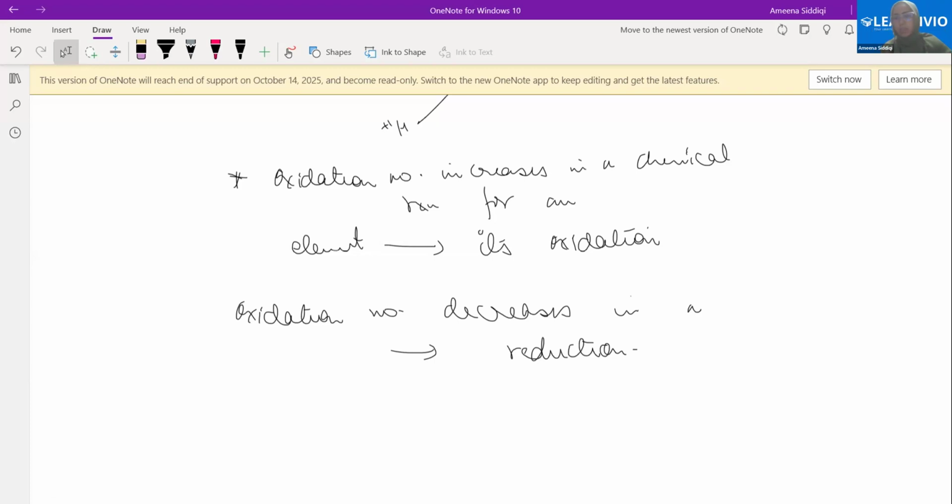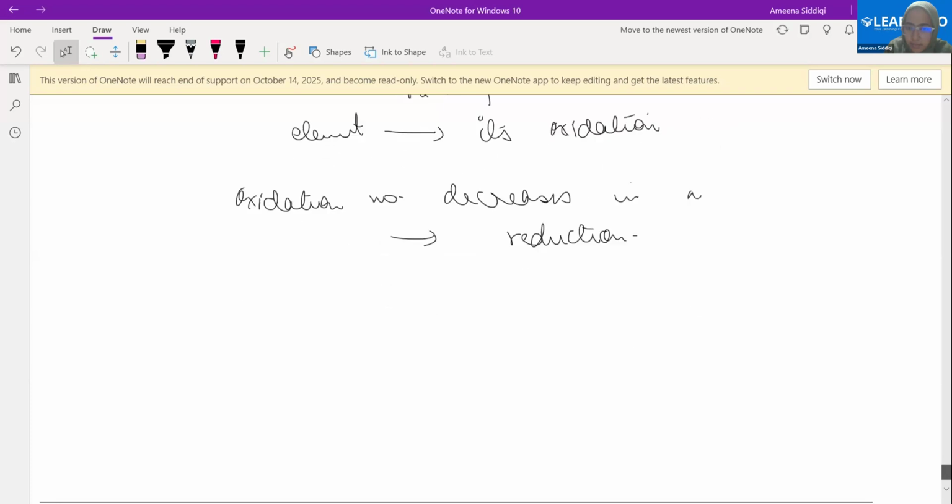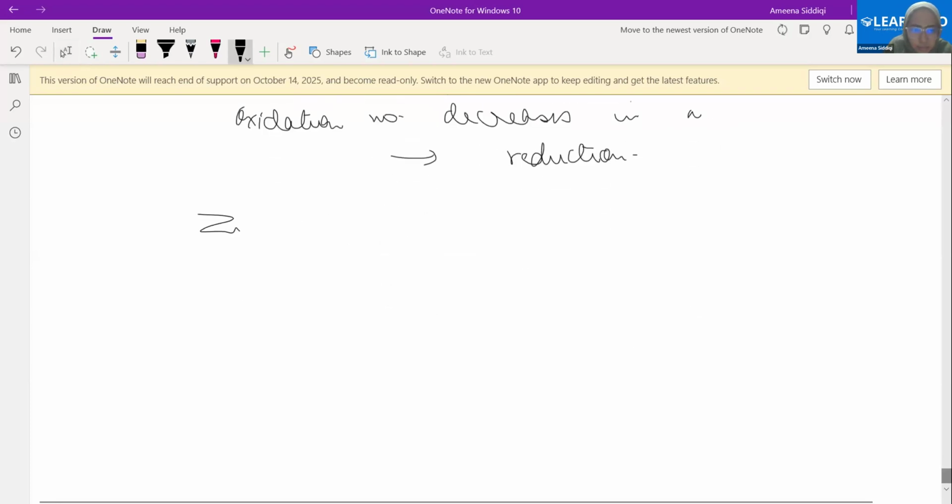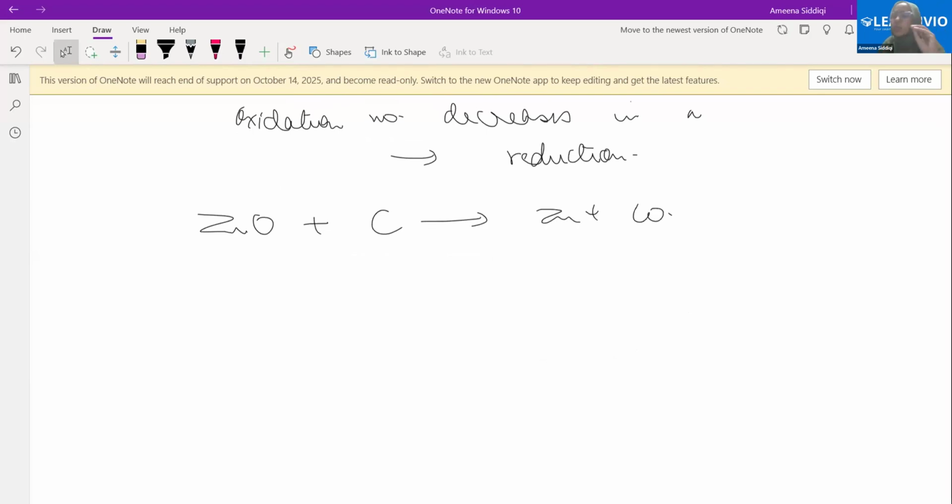And ma'am. Then I will quickly give you one example here. Please try to understand it. Let's say we have zinc oxide plus carbon. That will give you zinc plus carbon, right? Now, see, first of all, if I ask you reduction oxidation, you will be very easily telling this because there's clear-cut removal and addition of oxygen, right?